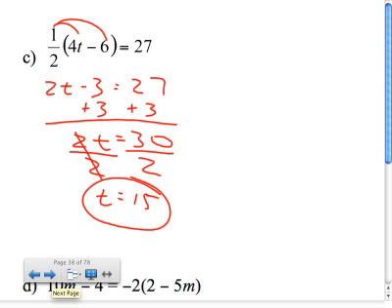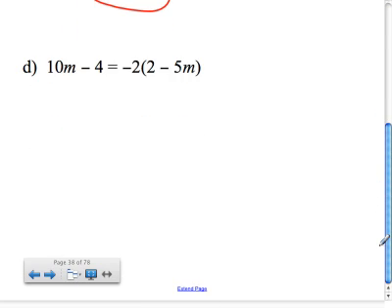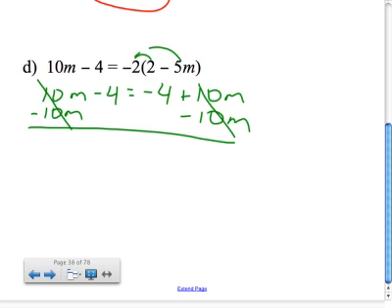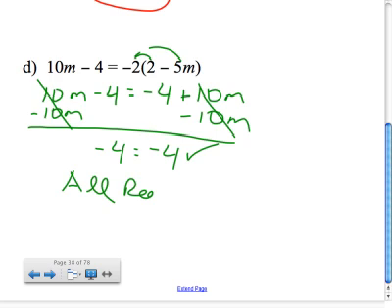And then finally, the last example we'll look at in this particular video, and again, if you want to slow it down and replay it, do that. If I'm going too fast and you're not understanding, bring questions to class, and we'll go from there. So I get 10m minus 4. I distribute the negative 2. I get negative 4 plus 10m. So I subtract my variables from both sides. So what happens here is they cancel and they cancel. So I have negative 4 equals negative 4. That is true. Therefore, all real numbers is your solution.